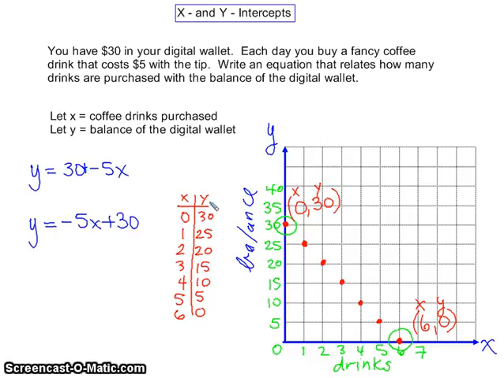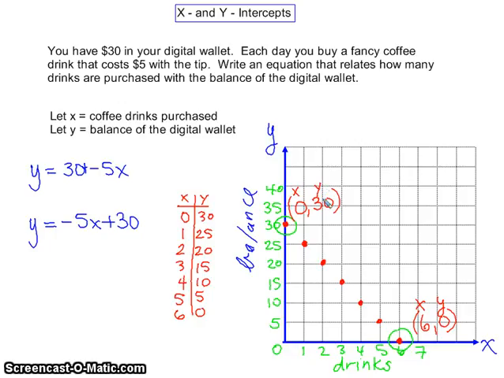So what I did was I created a table of values. I didn't use any negative numbers because in this case that doesn't make sense. I started off with 0. When I plug in 0, negative 5 times 0 is 0 plus 30 gives us 30. When I substitute 1, negative 5 times 1 plus 30 gives us 25. When I plug in 2, 2 times negative 5 is negative 10. Negative 10 plus 30 is equal to 20, and so on. As we move down the line, it's going at a constant rate. There's a constant rate of change of negative 5.